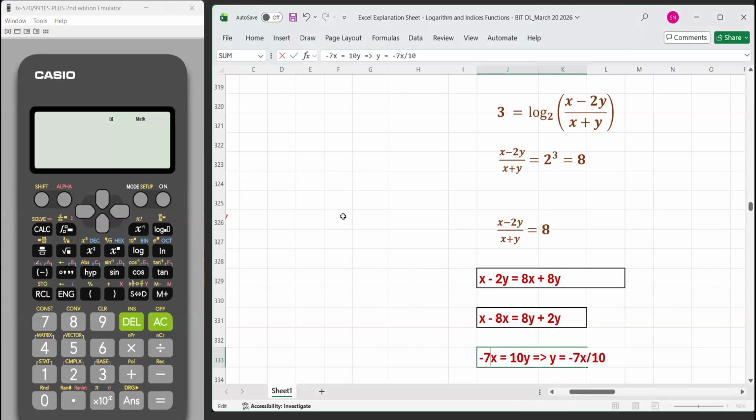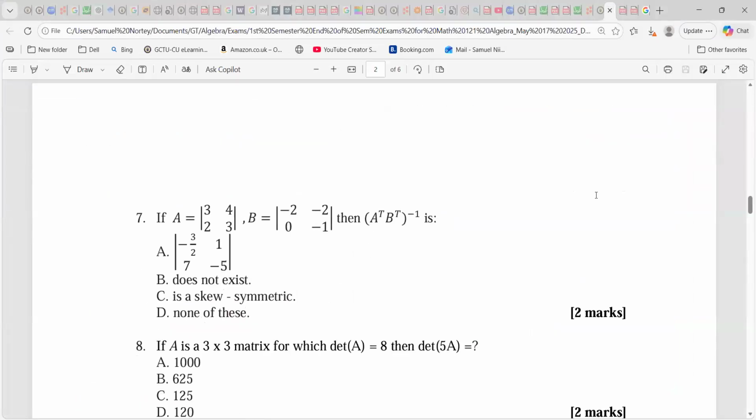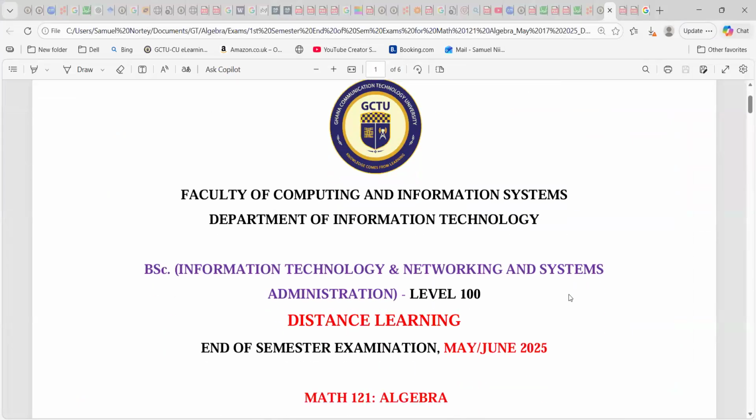Basically, these are the types of questions we can be asked to deal with. So I'm going to finish up with your past questions. We'll just take a cursory look at the past questions, and then you will realize that whatever we've done today, if you choose to solve a question on logarithms, then you are in good hands. This is the distance learning paper, May/June 2025. A hand is up. I don't know the name, but it's in Chinese.